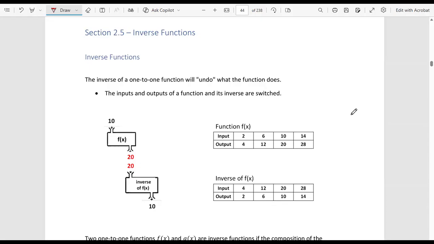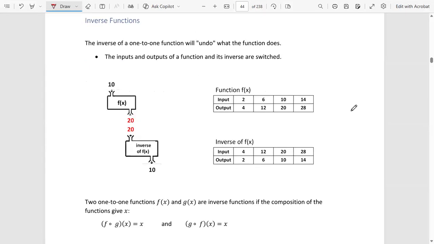And what an inverse function does, for example, if we have a point (2, 4), if the input of a function is 2 and the output is 4, for the inverse function, the input would be 4 and the output would be 2. It's kind of switching x and y, switching input and output. If the input of the function is 6 and the output is 12, in the inverse function, the input is 12 and the output is 6.